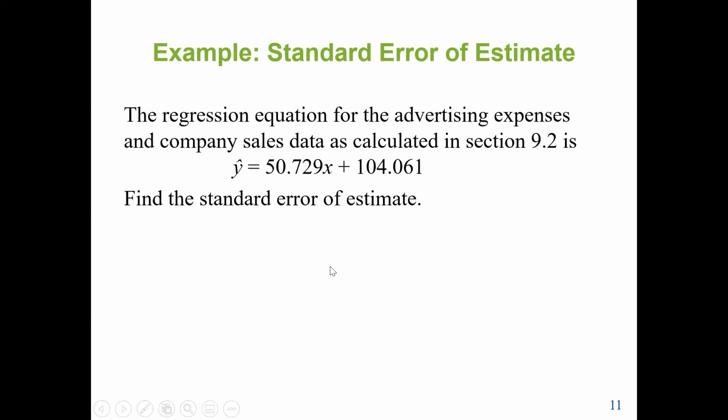So let's say we have a question, and this was the previous example in our lectures when we are looking at the difference between advertising expenses and the revenue generated by a company. So here we said the regression equation for the advertising expenses and the company sales data, as calculated in section 9.2, is giving us the following.